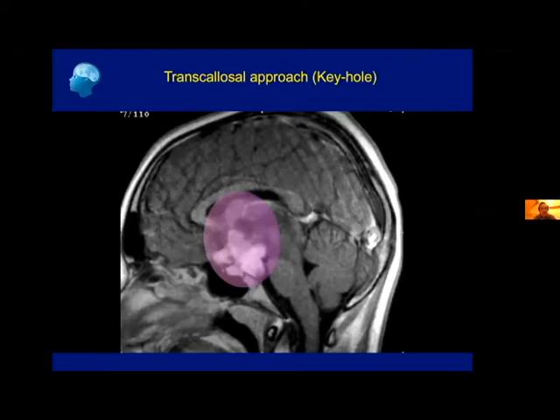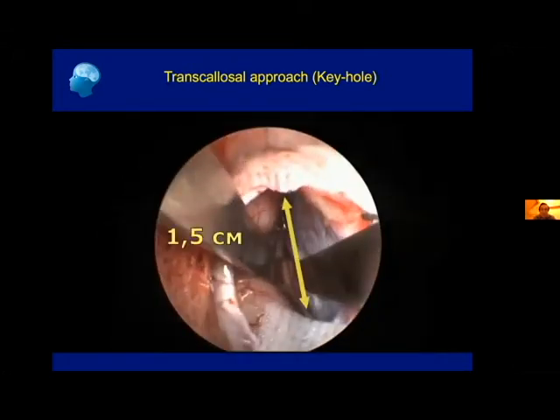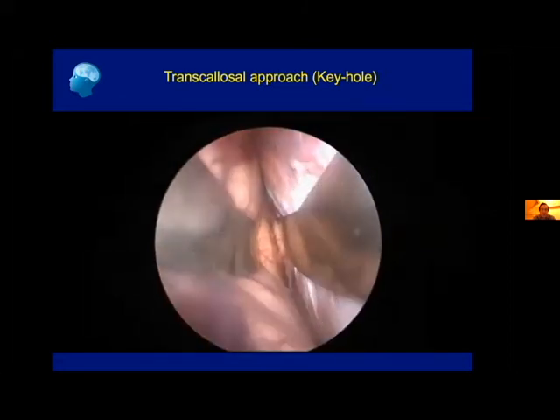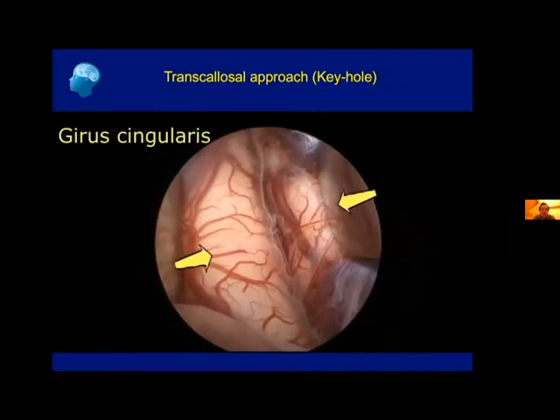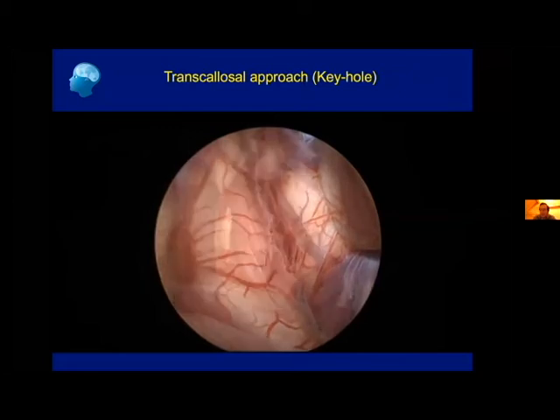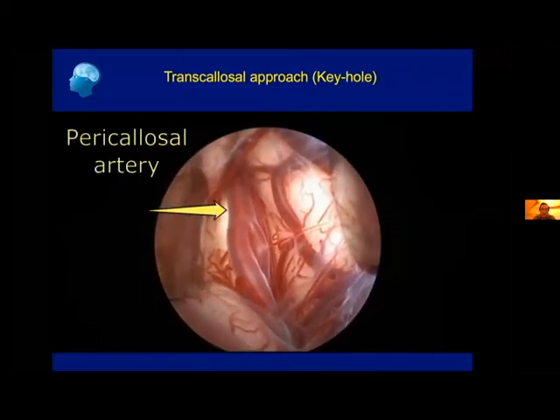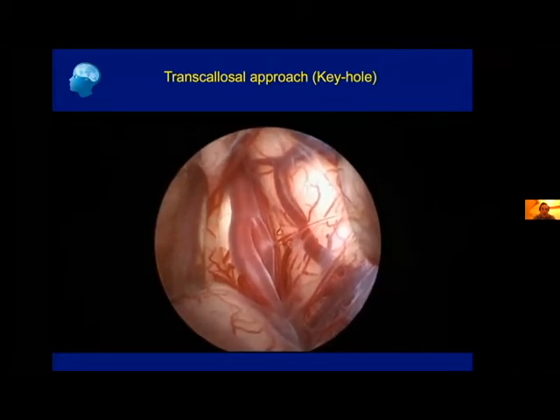Let's once more look at the transcallosal approach, which is basically a keyhole one. Pay attention that it is about 1.5 centimeters long. We go between the hemispheres and reach the gyrus cingularis. Pay attention that it is not the corpus callosum. This is the gyrus cingularis. We have to move apart, and then we shall see the pericallosal artery lying on the corpus callosum.